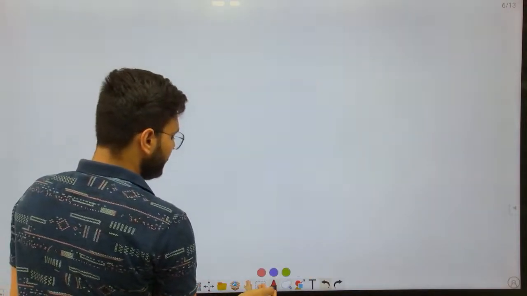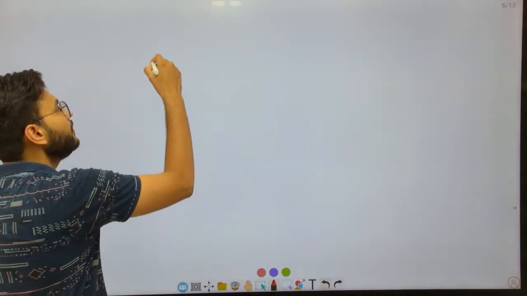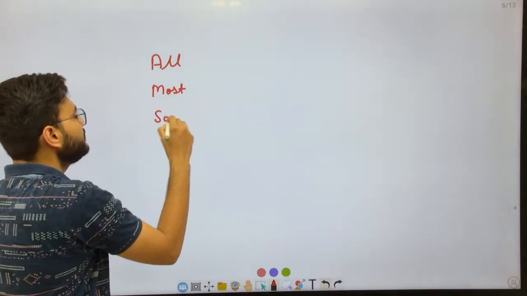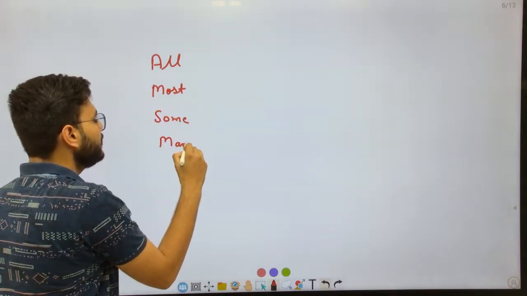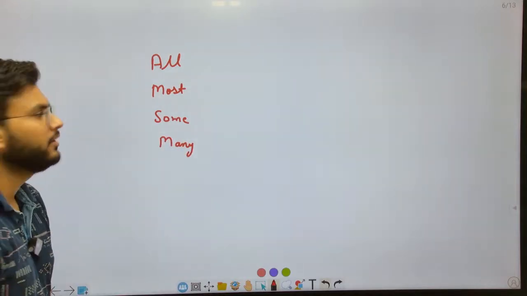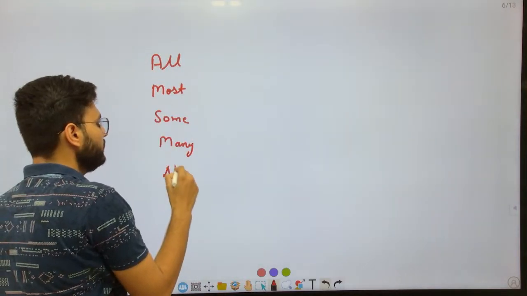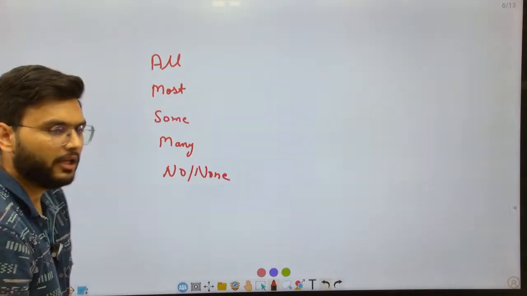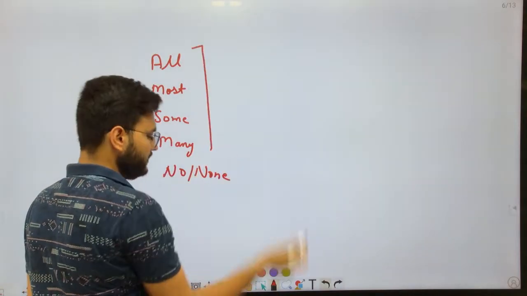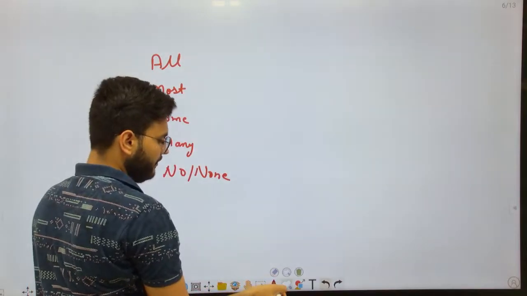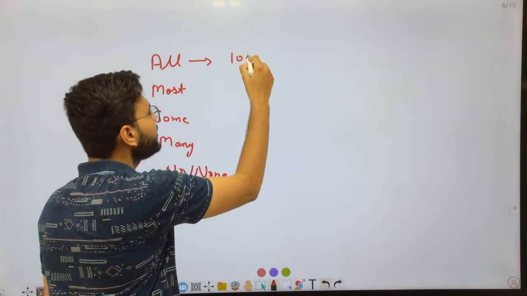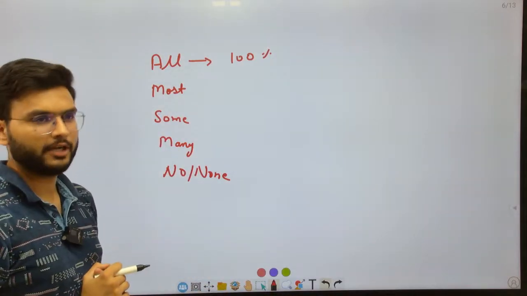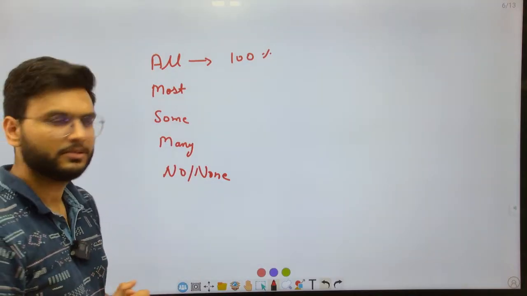Whenever you have words like all, most, some, many, or it could be no or none, you need to be careful. For example, you can remember them like this. All represents 100%. All the students in the school means all the students. There is no exception. So, 100%.